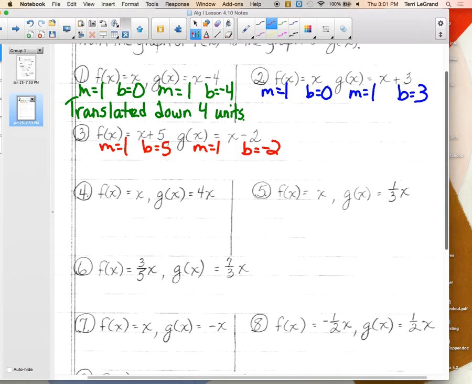Okay, volunteer to finish number 2 for me. I started for you. Okay, come on up, Russell. Use your finger. Works better than my pens do for some reason.